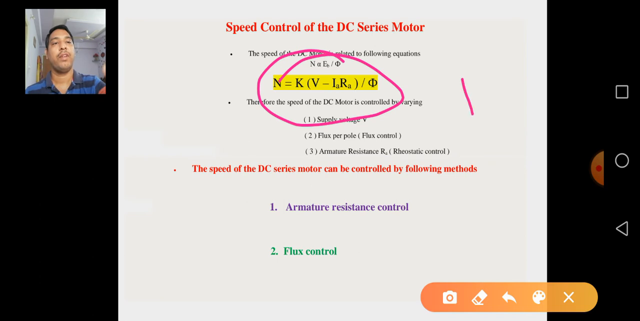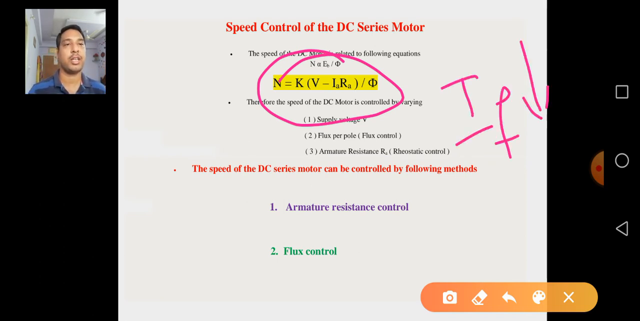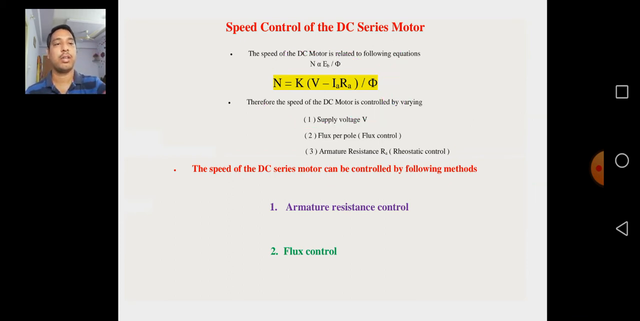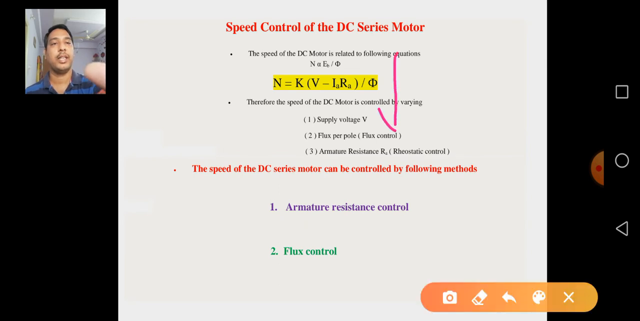So here we are changing the field flux. I_F is changing, and I_F is proportional to field flux. So according to that, I_F is decreasing, so obviously your field flux is also going to decrease. So let us take it very clearly: φ is decreasing.